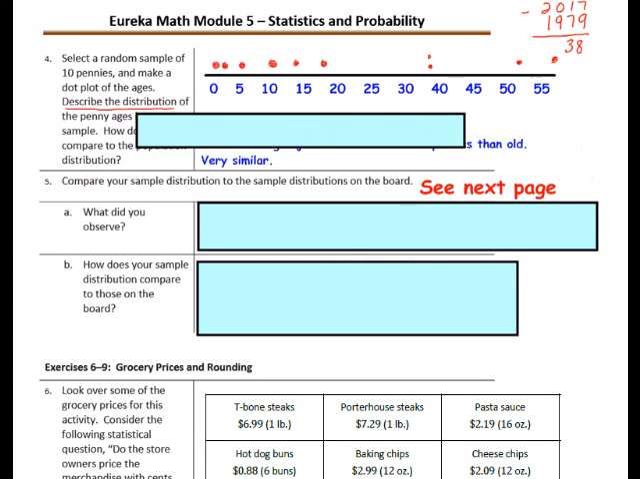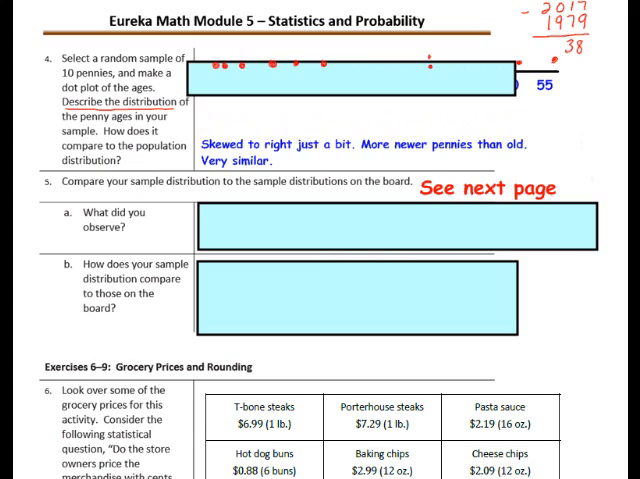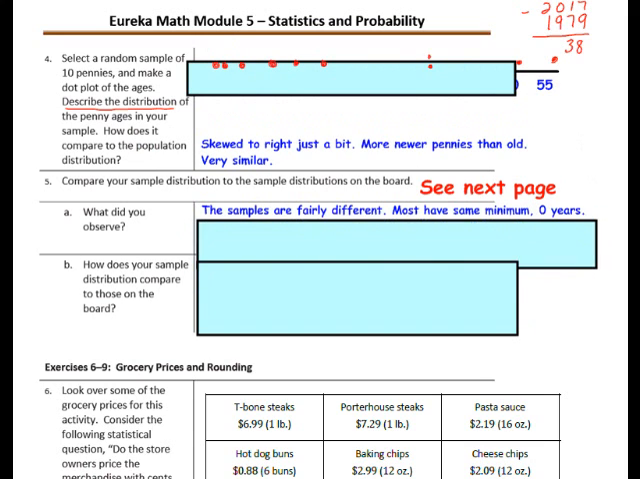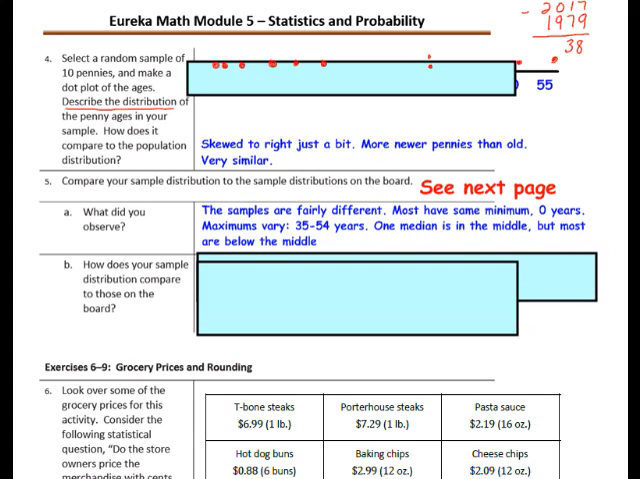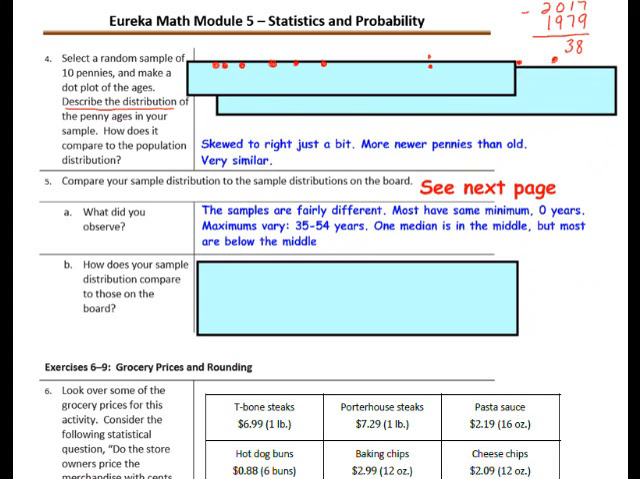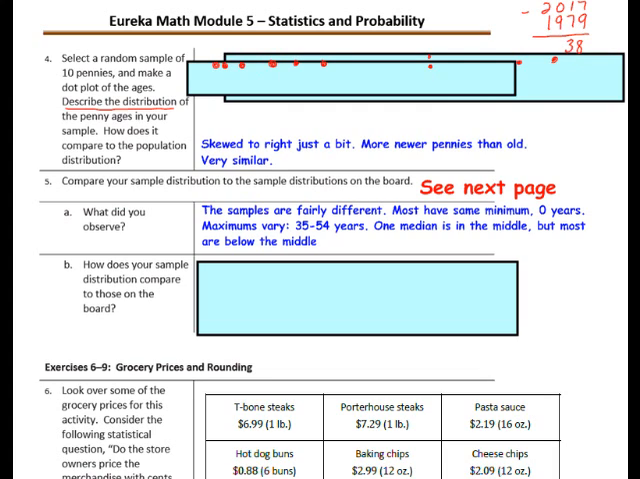Okay, so let's write down what we have noticed, what we have observed. The samples are fairly different. Most have the same minimum of 0 years. The maximums vary between 35 and 54 years. One median is in the middle, but most are below the middle. Pause the video and copy the observations.